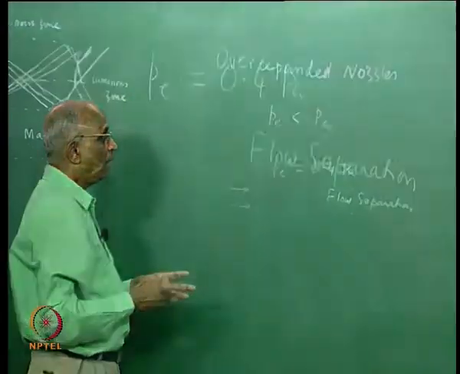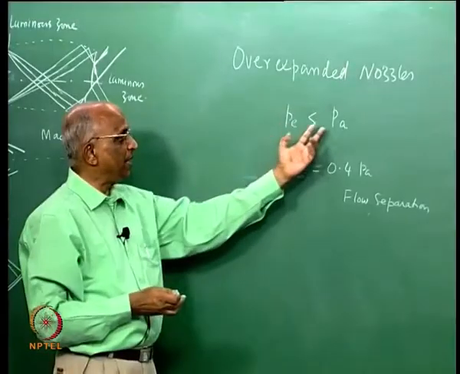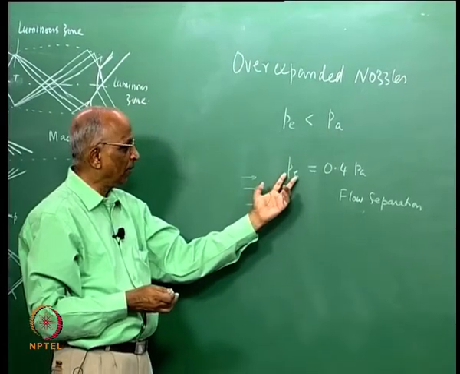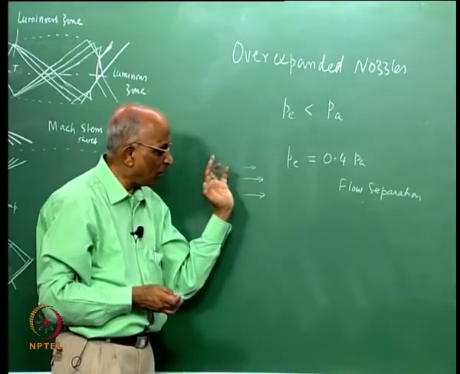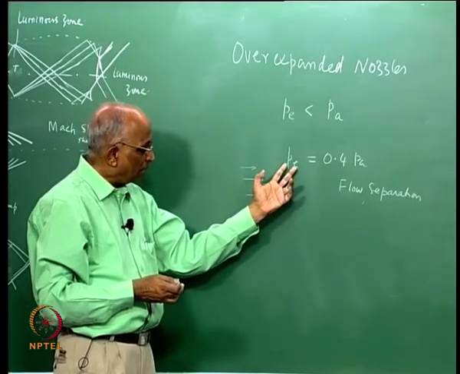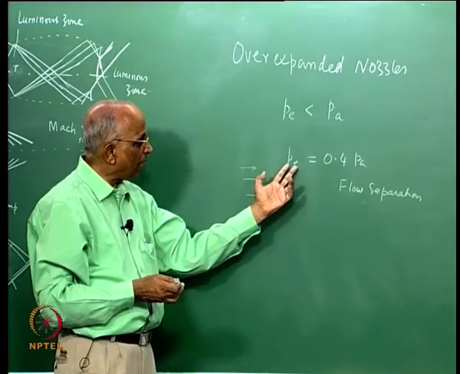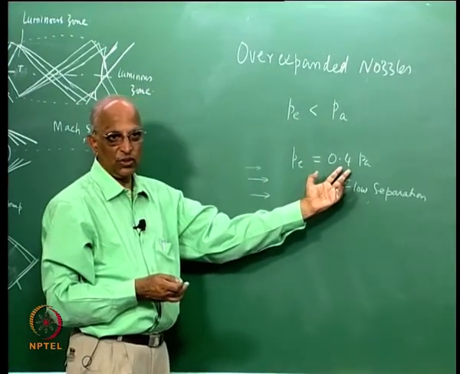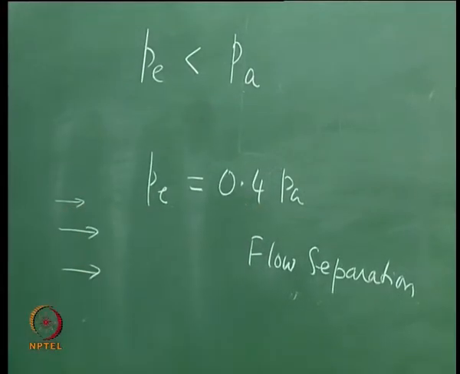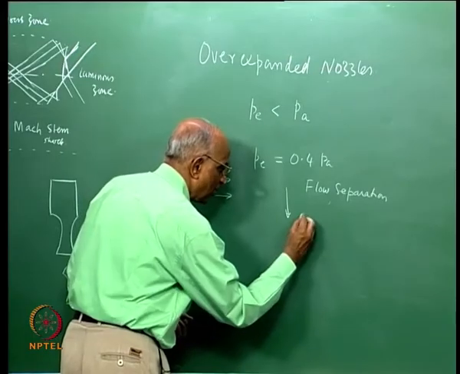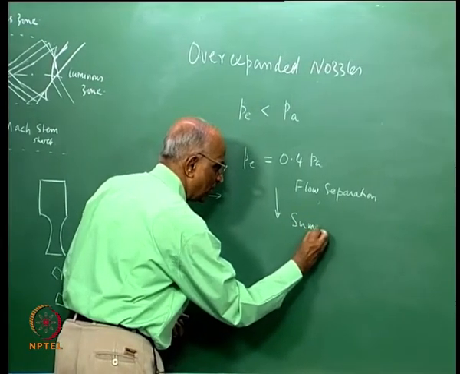Even though ideally I said that PE and ambient pressure should match, in practice experiments have shown that because of the inertial forces which are already available, the rocket nozzle can operate at a much lower value of PE compared to PA, and this value is 0.4 times. This condition was devised by Sommerfeld and it is known as the Sommerfeld criterion.